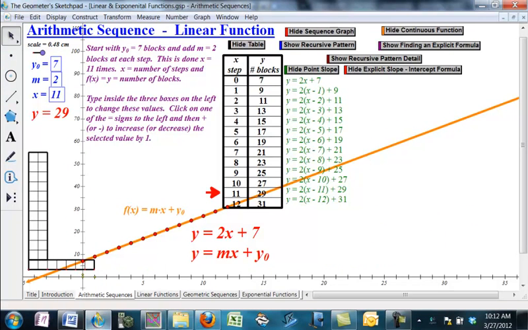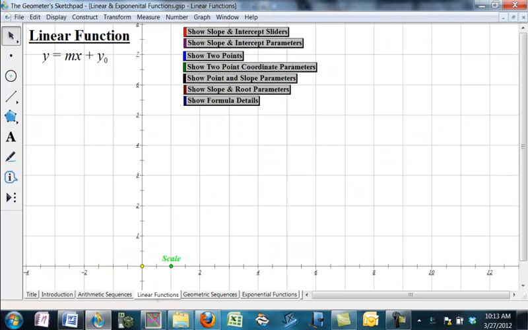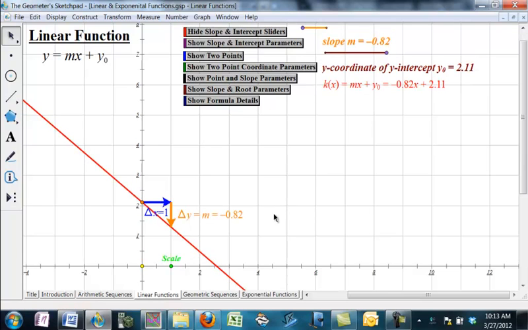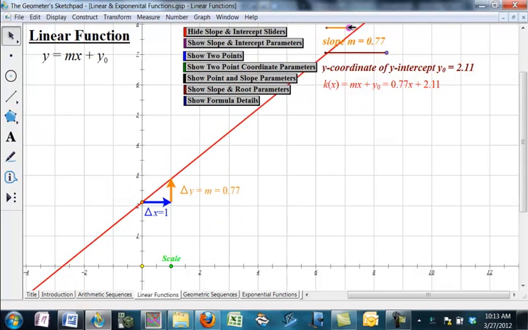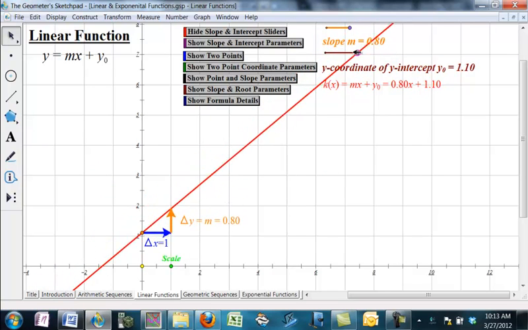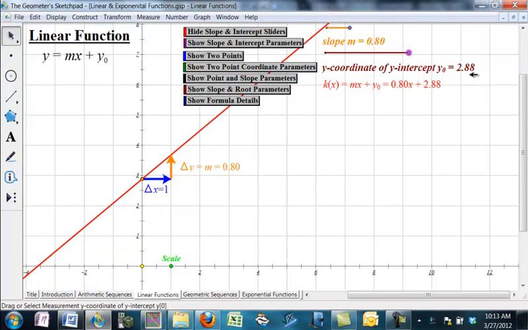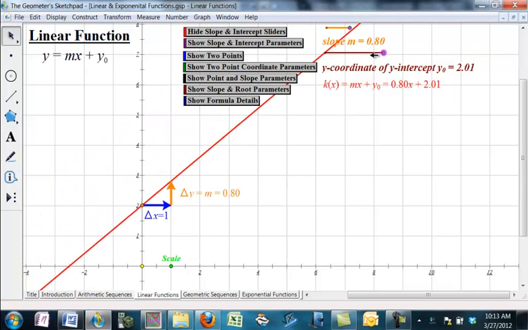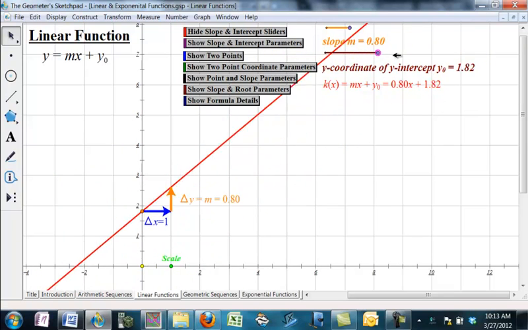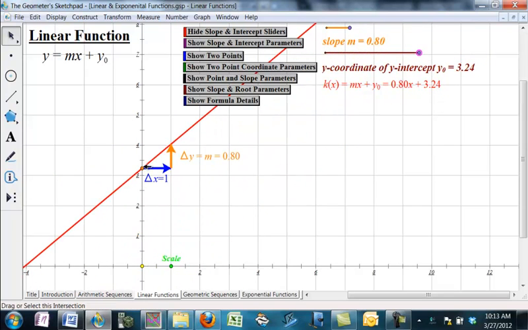Okay, let's go back to here. So now let's take a look at this and see a little bit more about what's going on with this graph. So in this particular version, you can see delta x and delta y. So we're going to the right one. Now, if we look at this slider here, it changes the y sub 0, which is 2.88 at the moment. And as I move this, notice it takes the whole picture and just slides it up or down. And of course, whatever this value is, that's where it's crossing the y-axis, the y-coordinate of the y-intercept.